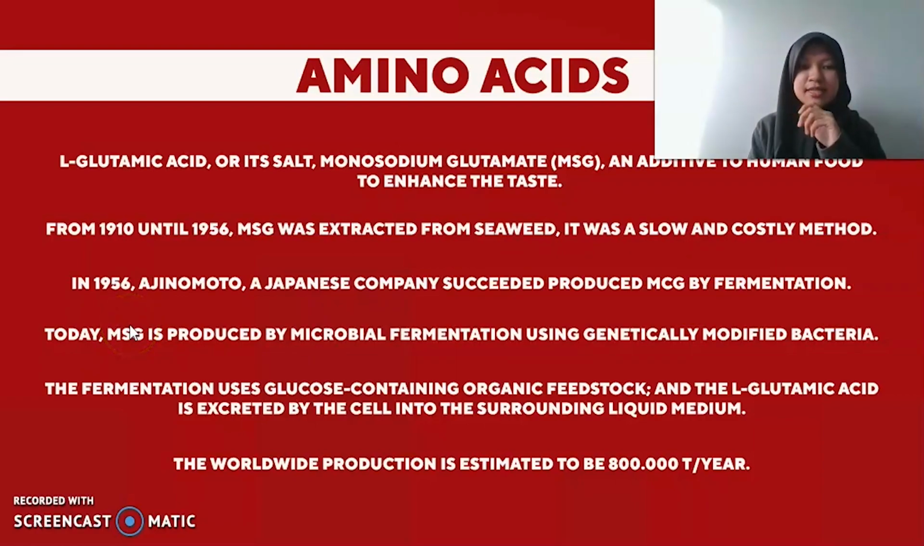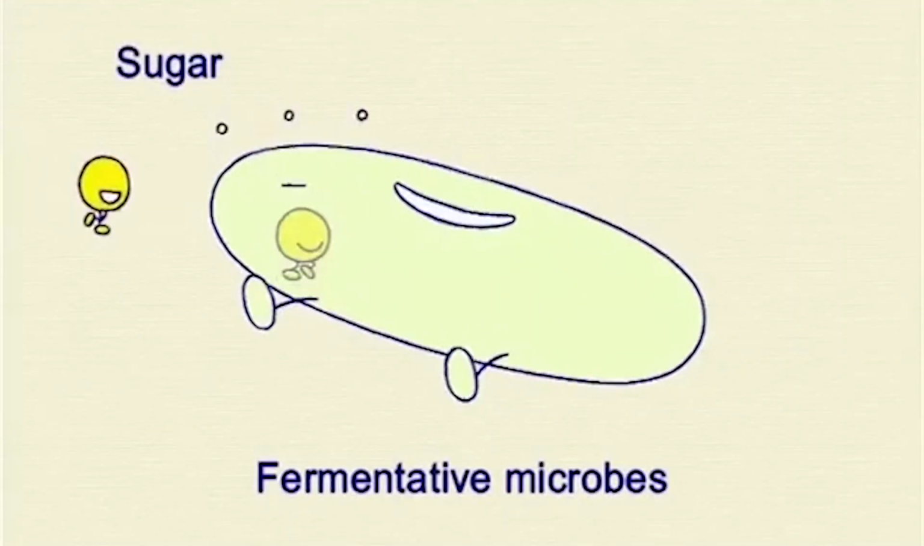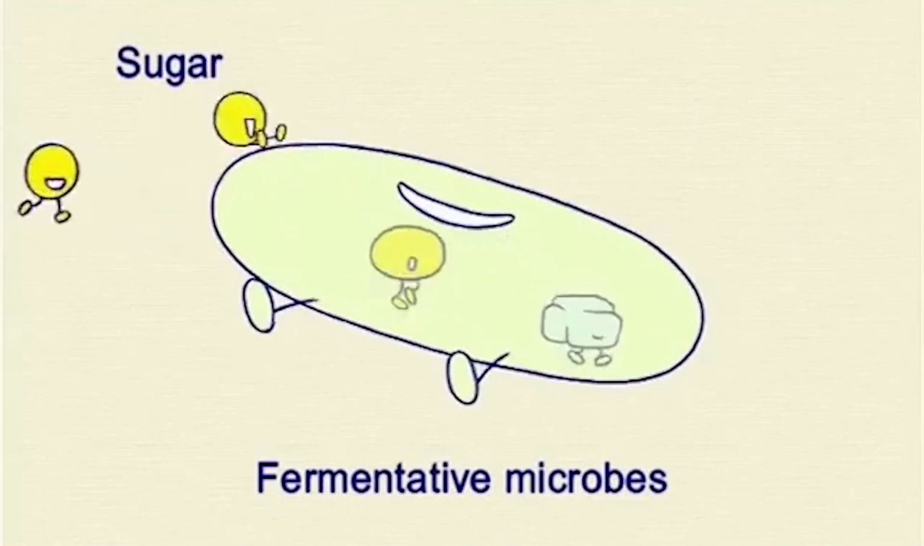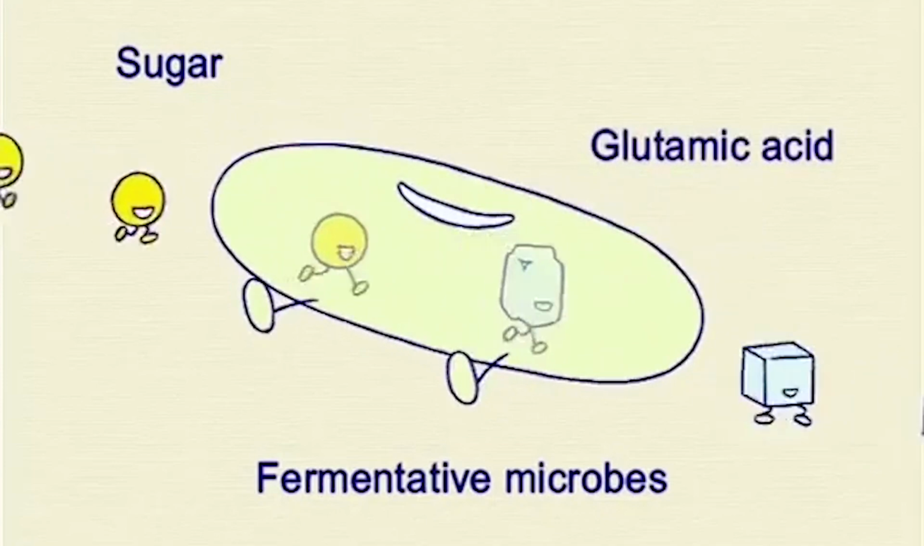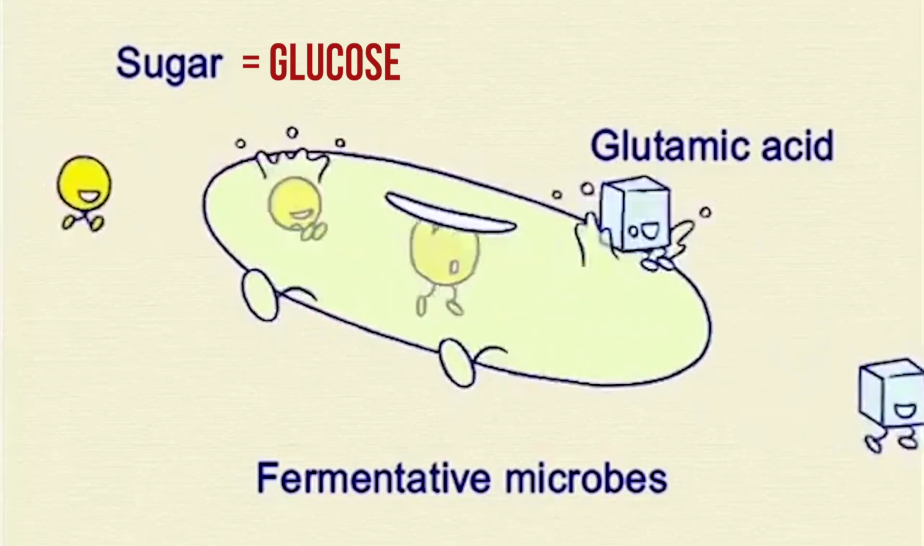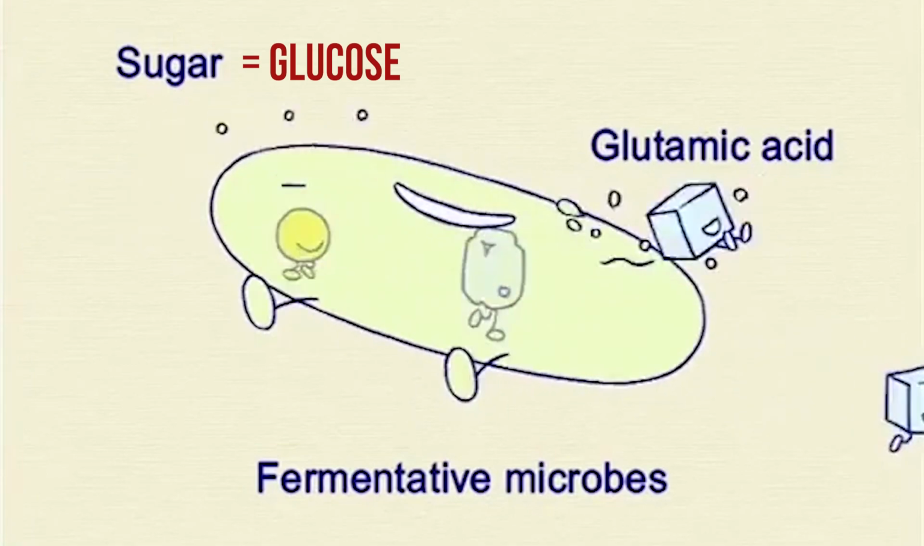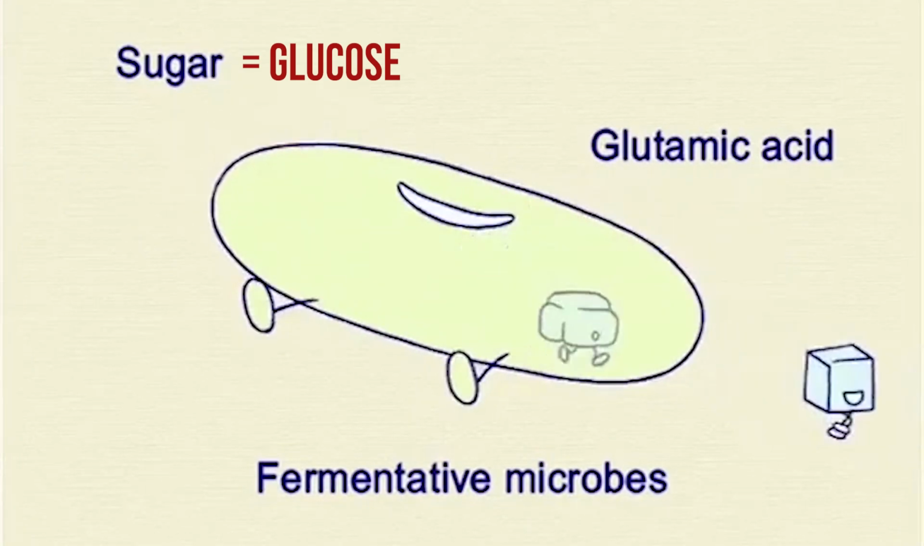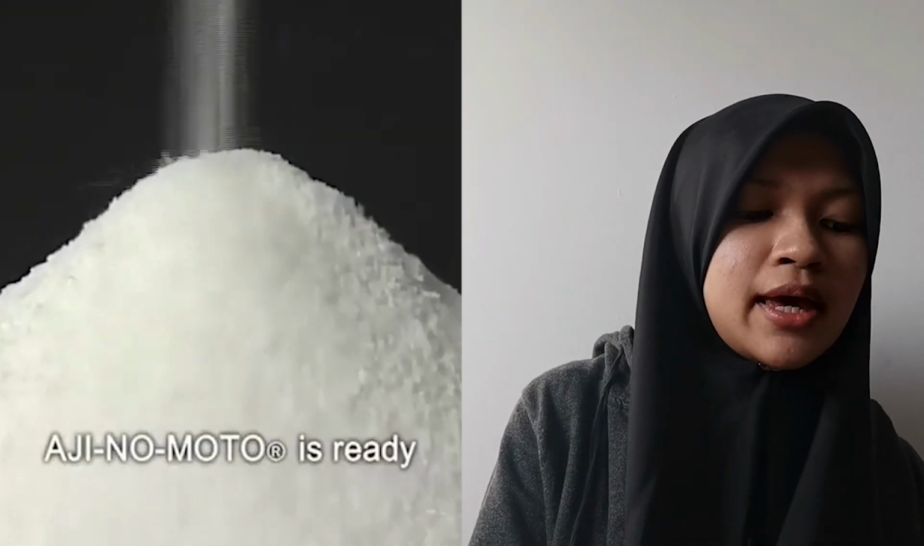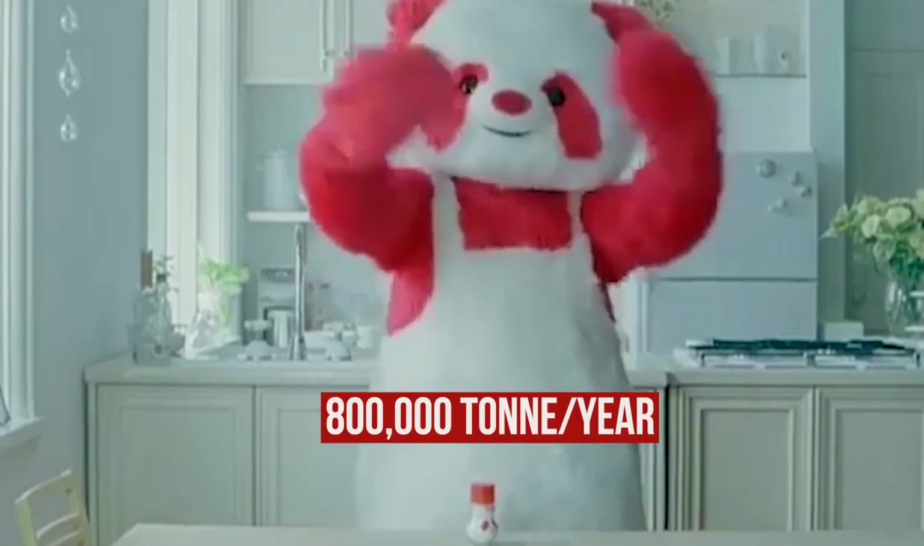Until today, MSG is produced by microbial fermentation using genetically modified bacteria, where the fermentation uses glucose-containing organic feedstock and the L-glutamic acid is excreted by the cell into the surrounding liquid medium. Today, MSG is manufactured on a very large scale in many countries as it is used as an additive to many food items, and the worldwide production is estimated to be 800,000 tons per year.